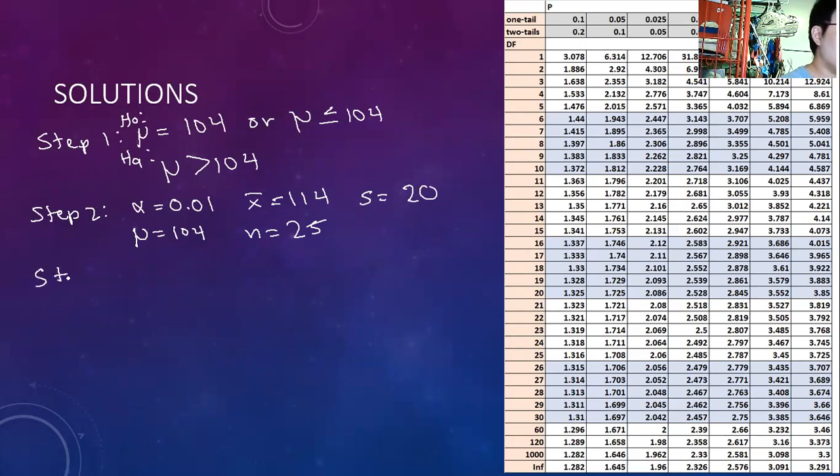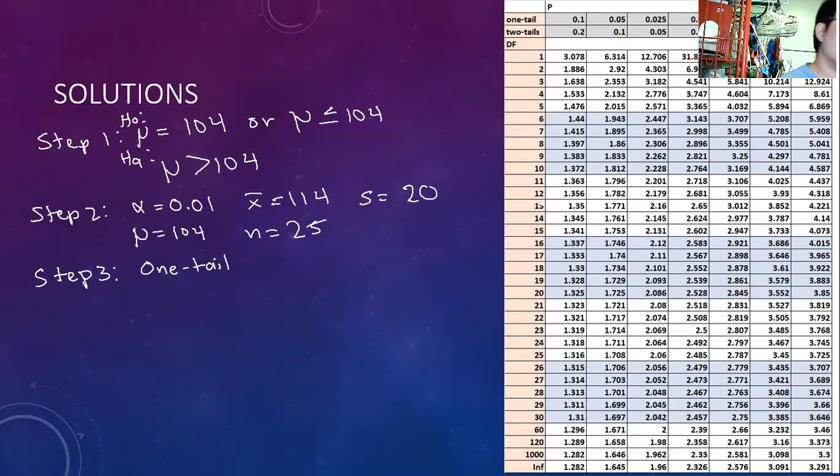So now we're going to move to step 3. Before using this t distribution, we need to identify which tail of test we are going to use. Since there is a certain inequality, which is greater than, we can tell that this is a one-tail test.